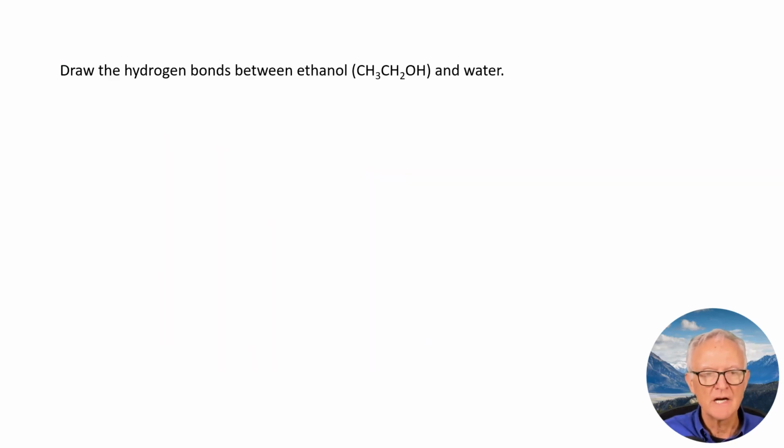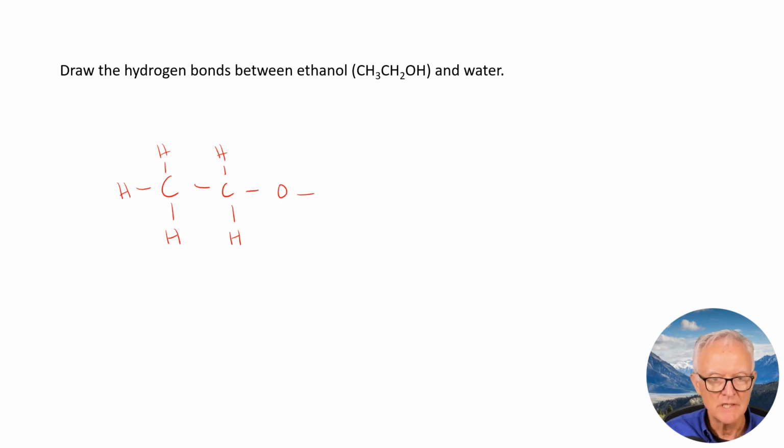Here we're drawing hydrogen bonds between ethanol and water. And we did this in class. So it's a repeat, but for practice, I think it's a good one. So here is ethanol, CH3CH2OH. I'm going to draw the lone pairs.